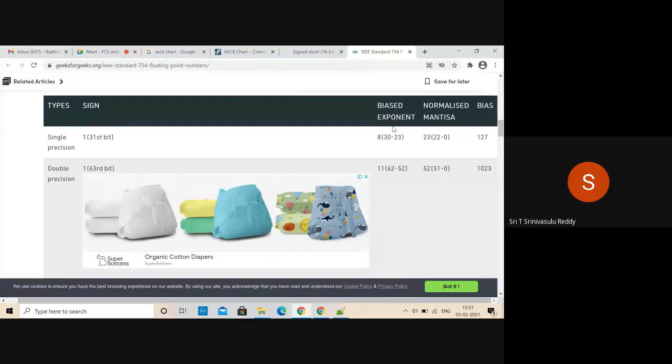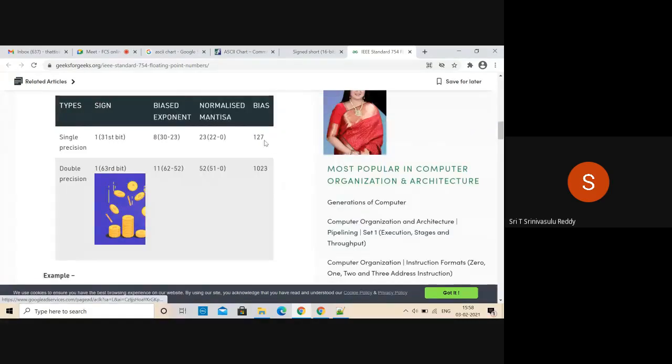Biased exponent is nothing but what is the bias value you need to ask. For single precision, you are using 8 bits, and whenever you use 8 bits, the bias is going to be 127. This 127 is nothing but 2 power 7 minus 1. So 1 bit goes for sign and all that.